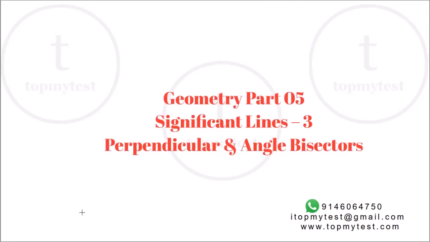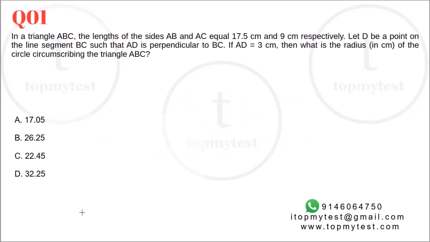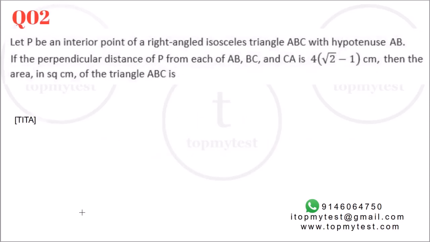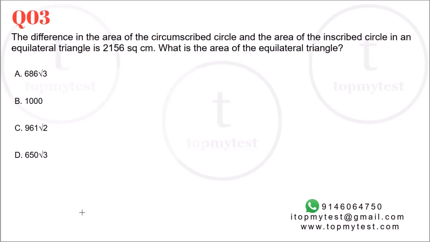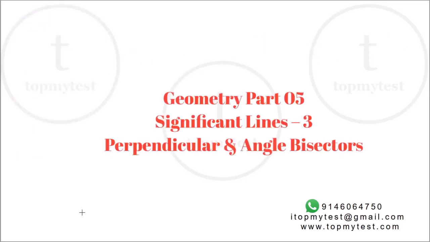In this session, we'll be continuing with our significant lines of a triangle. We'll be looking at perpendicular and angle bisectors. We'll also be solving a few questions from the CAT and XAT papers in the past. I would suggest pause this video, have a look at the questions. The link is available in the description of this video. Once you have tried these on your own, then proceed with the rest of this session.